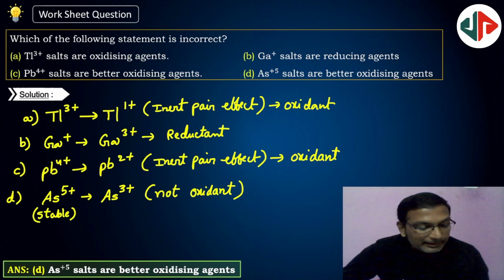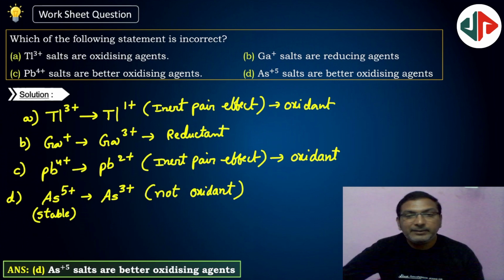See here, Tl3+ to +1, reduction, reduced. Reduced means oxidizing agent. Ga +1 to +3, oxidized, therefore reducing agent or reductant. Pb +4 to +2, reduced, oxidizing agent. So there is no change from +5 to +3 because +5 is stable for arsenic. Therefore, there will be no reduction, no oxidation. Therefore, the incorrect option is D.